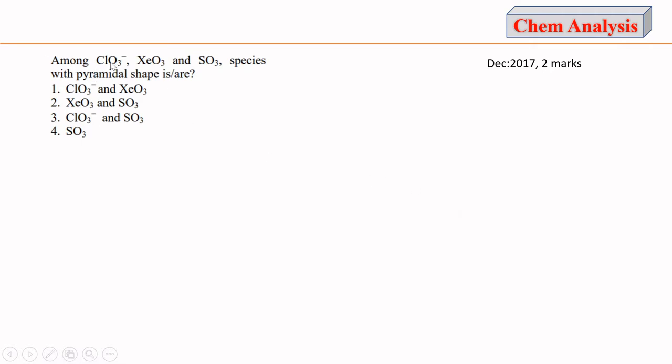For the first one, we can see that chlorine is the central atom, and chlorine has 7 electrons, and there are 3 oxygens. Each oxygen will contribute 2 electrons, so from 3 oxygens there will be 6 electrons, and there is one anionic charge, so there will be an addition of 1 electron. So in total we can see that there are 14 electrons.